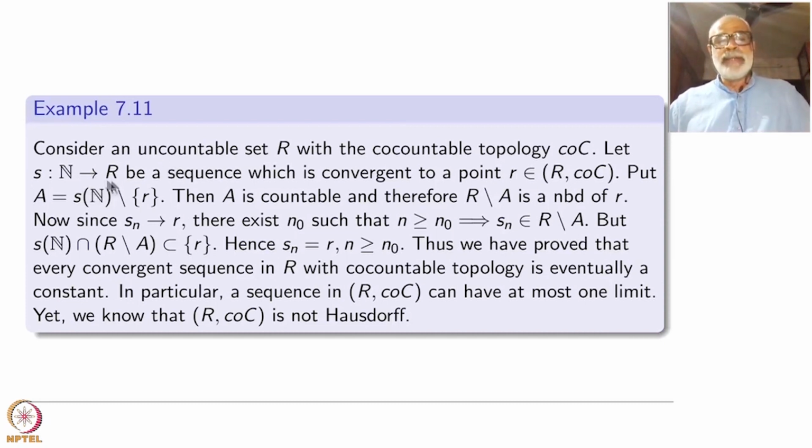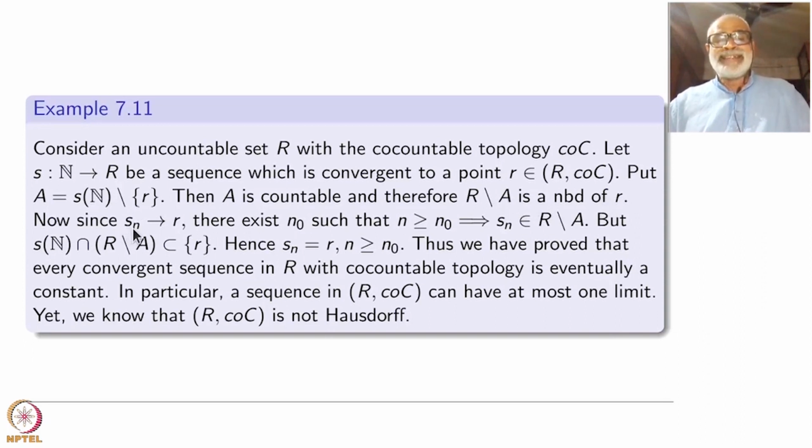Now, take a sequence S from N to R which is convergent to a point r inside this space. Put A equal to S of N minus r. S of N is a countable set, that's all. Throw away r from it, that is also a countable set. Then A is a countable set, therefore R minus A is open. But little r belongs to this R minus A, because A does not contain it. So R minus A is a neighborhood of r.